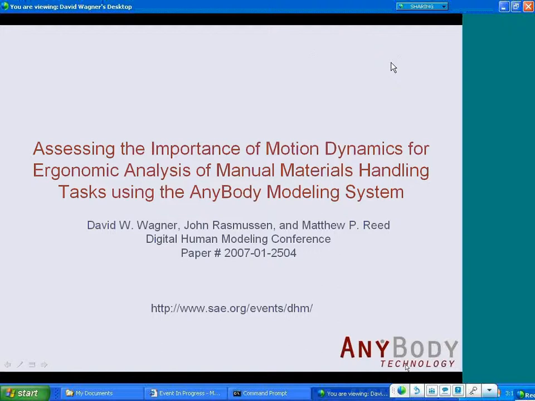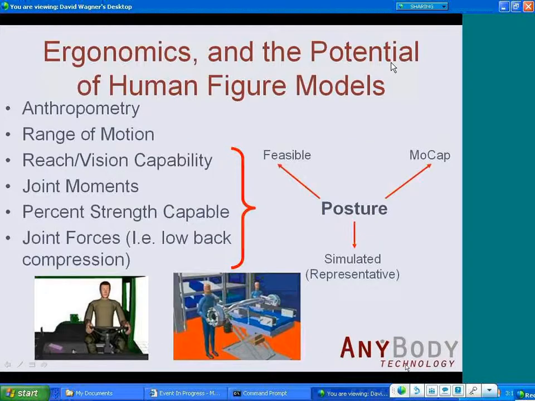So back to the question at hand, what are the current uses of the human figure models that are used for ergonomic analysis in application in industry today? And once again, I'm not an ergonomist expert or anything, but this is what I've learned throughout the time that I've been using the digital human models and the research that I have come across.